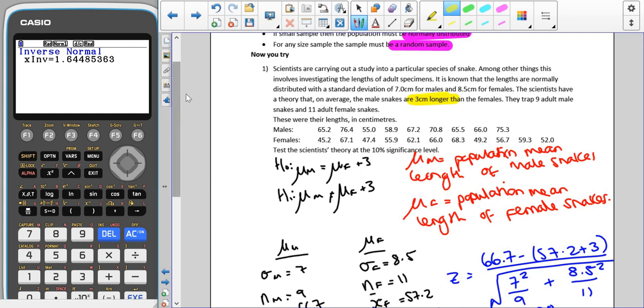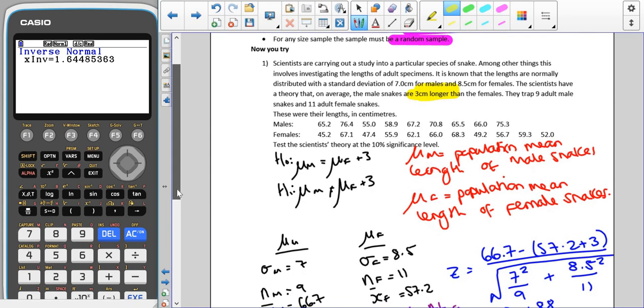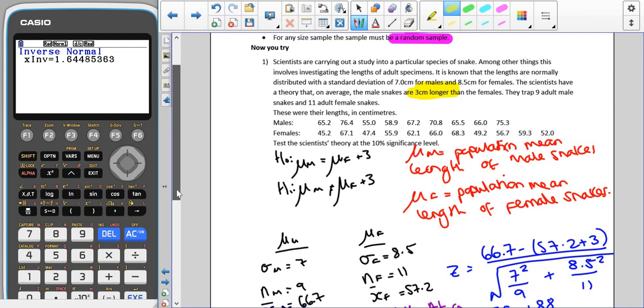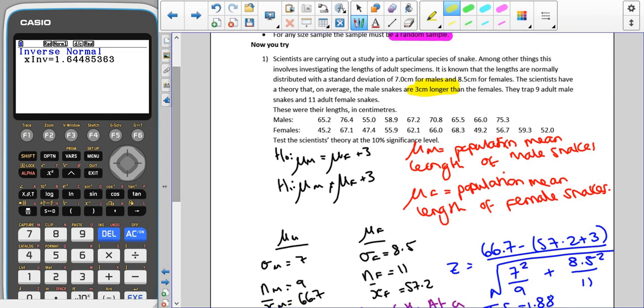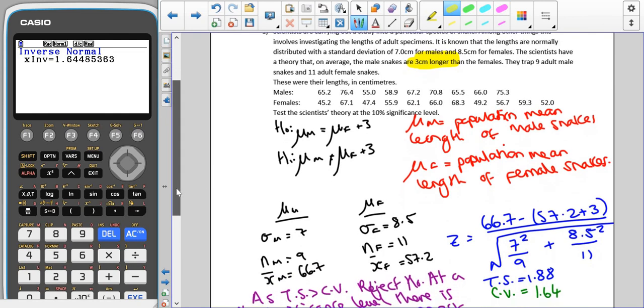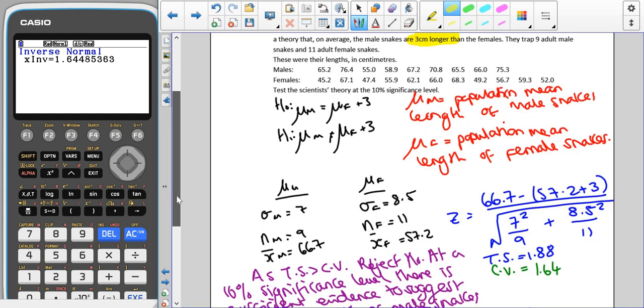So they want the males to be 3 centimetres longer or not 3 centimetres longer. So that's why it's a two-tailed test. As I said before, we're adding whatever the length is onto our smaller one. So this time the smaller one was going to be the females. So as you can see here, I've got mu F plus 3, and we're saying that's equal to or not equal to mu M. They trapped 9 adult male snakes and 11 adult female snakes. Here's our lengths, and we're having a look at the scientist theory at a 10% significance level.